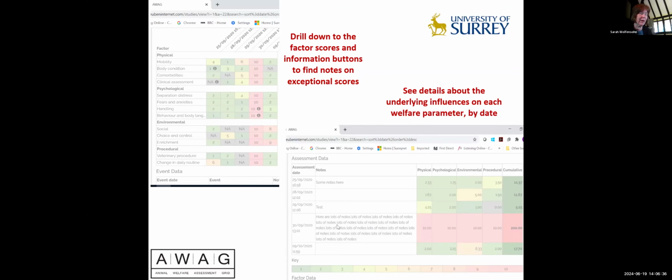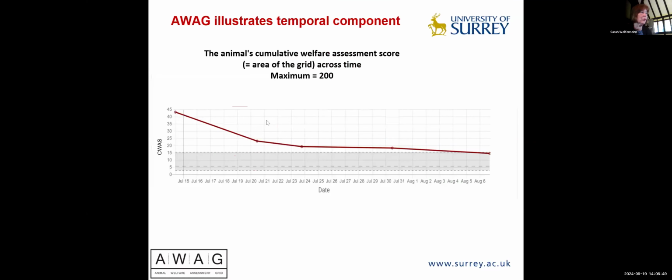So if you did have something with bad welfare, you can say, the ground flooded, something happened, whatever, and you can put in the detail and drill down to what's causing the problem. And then it gives you the scores for each of the 4 axes and the cumulative welfare assessment score, which it then plots. This is a real example.